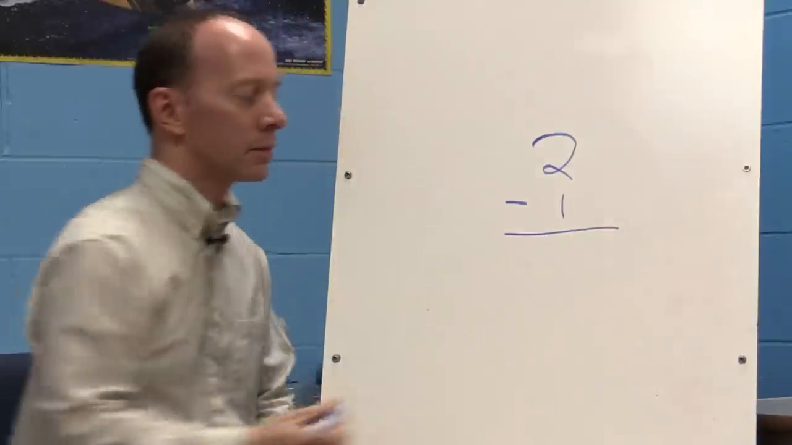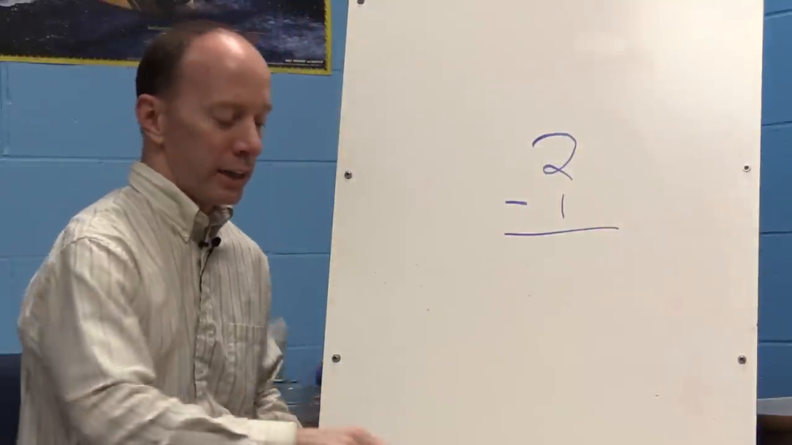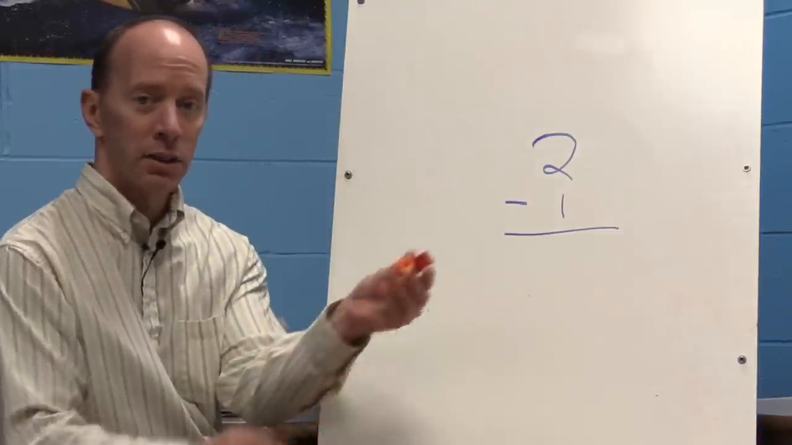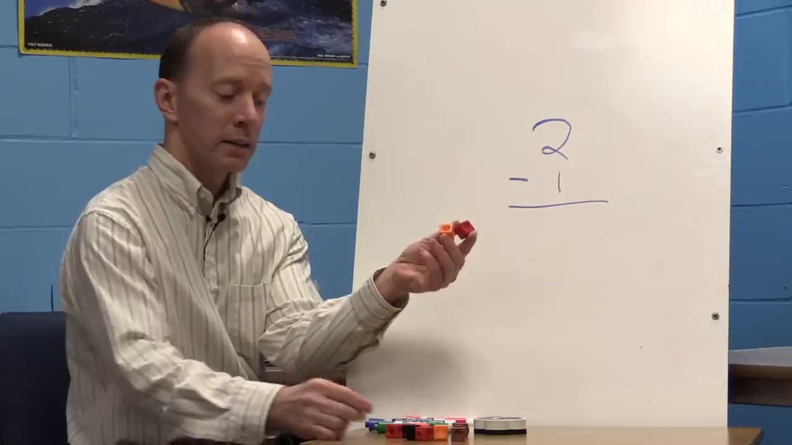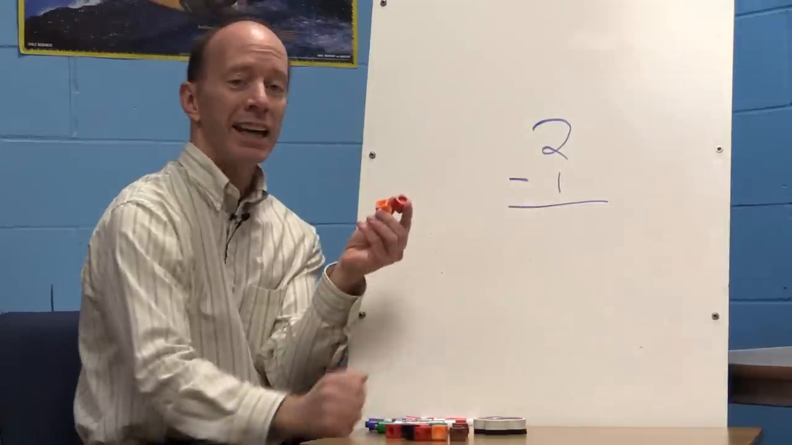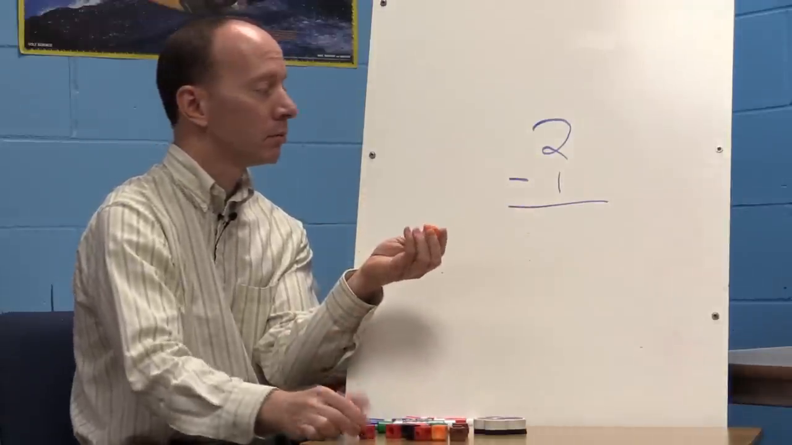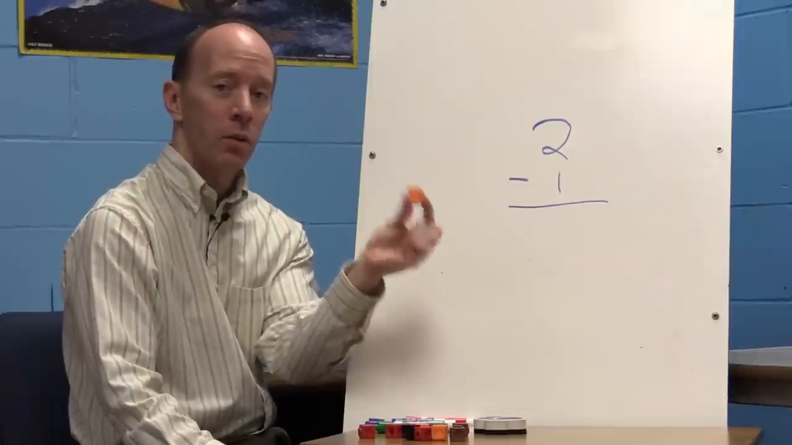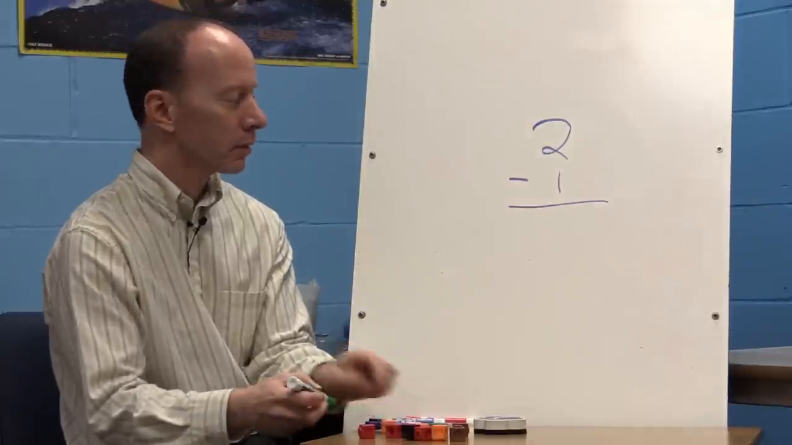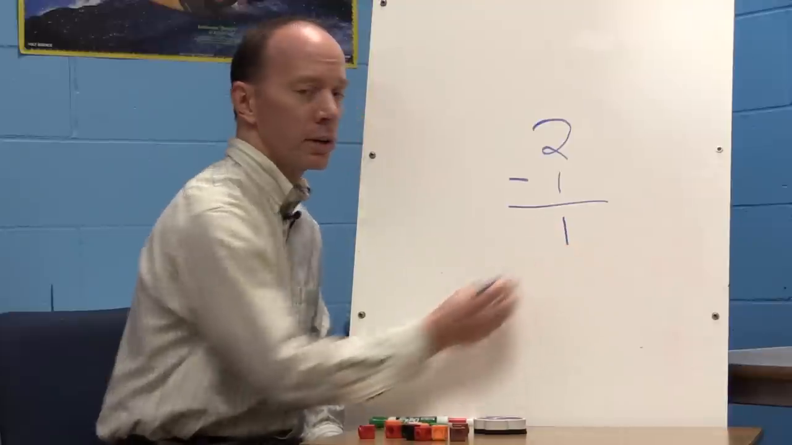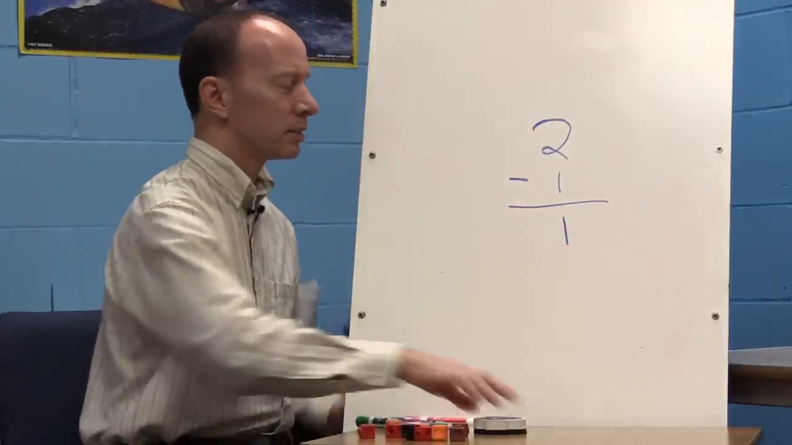2 minus 1. All right. Pretty easy. You have two objects, something like these two cubes here, and then it says to take away one. All right, so you just take away one, and what are you left with? One. Pretty easy. Let's try another one of these.